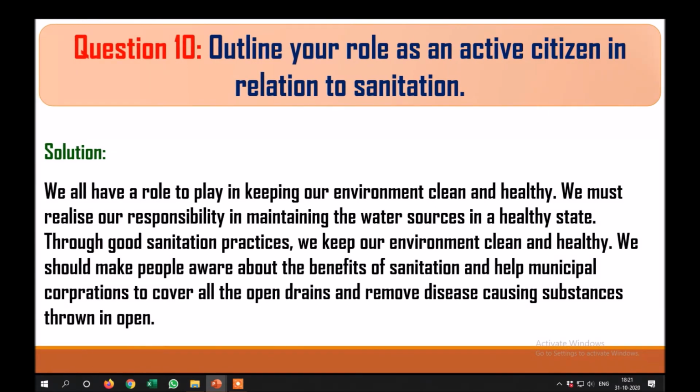The next question is, outline your role as an active citizen in relation to sanitation. We all have a role to play in keeping our environment clean and healthy. We must realize our responsibilities in maintaining the water sources in a healthy state. Through good sanitation practices, we keep our environment clean and healthy. We should make people aware about the benefits of sanitation and help the municipal corporation to cover all the open drains and remove disease causing substances thrown in the open.